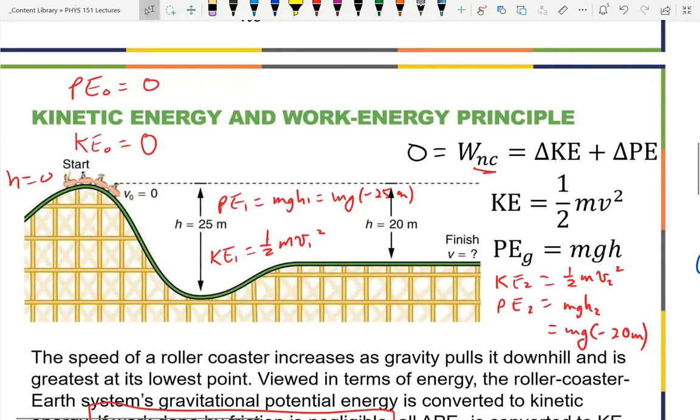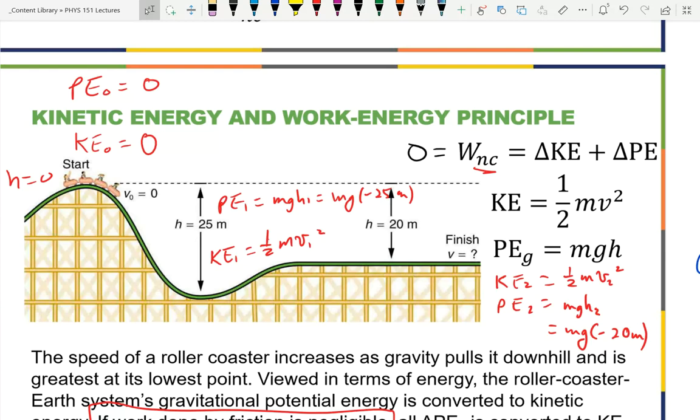So that's the speed at the lowest point. What can you tell me right now about the speed at the finish line? Before you calculate it, it's going to be less than. It's going to be slower because it's at a higher elevation, which means you have more potential energy and a little less kinetic energy.